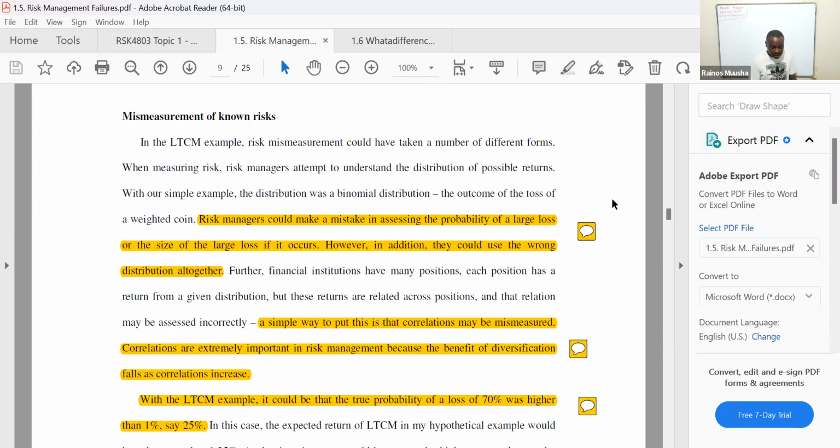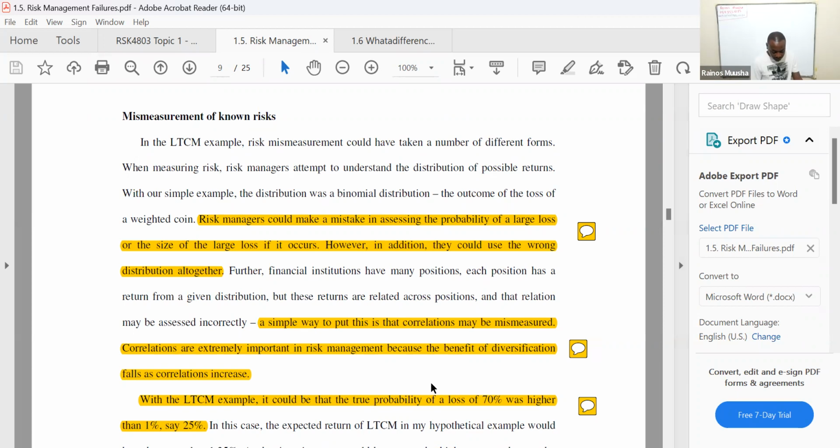So if you use the wrong distribution, your estimation of how your losses are going to be skewed, whether on the middle or a certain average amount, or skewed to the left or to the right, is also going to be wrong. And this also results in what? Mismeasurement of the risk, because your estimate of what the risk amount would be is going to be wrong, mainly because you're using the wrong distribution and the wrong model in estimating those losses.